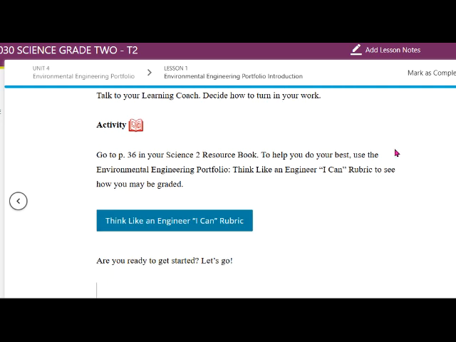All right, so in your resource book, you do have a rubric. I'm going to look at this rubric at the very end of our portfolio to make sure that we did everything and that we have everything we need. But you can click here and look at it right now if you would like to, just so you know what those expectations are. To save time, I'm only going to look at it at the end with you.